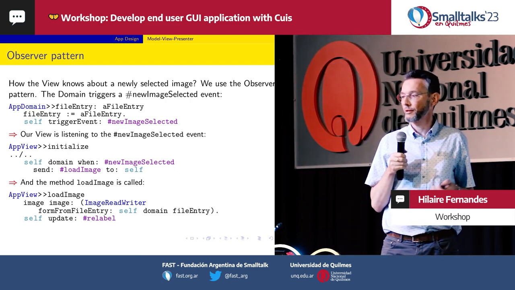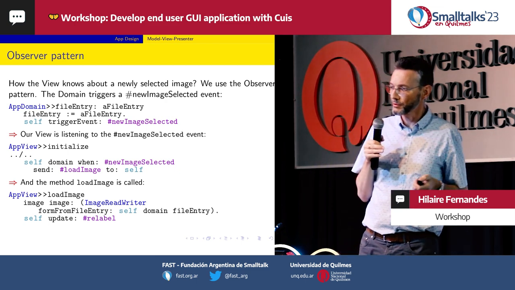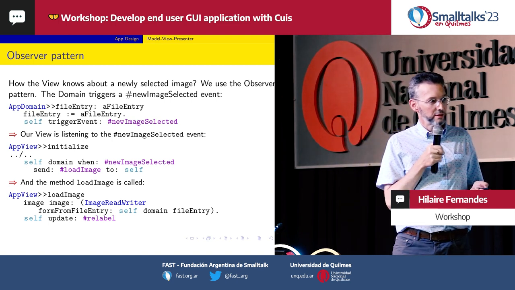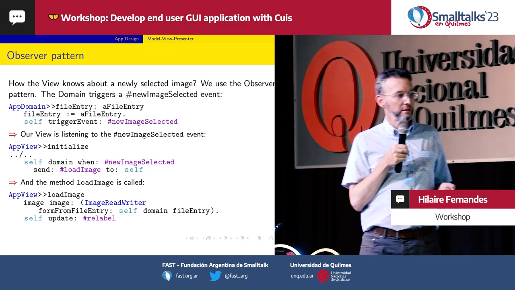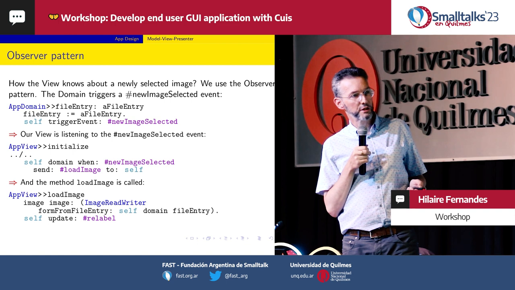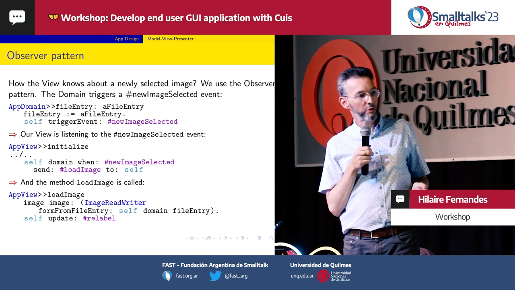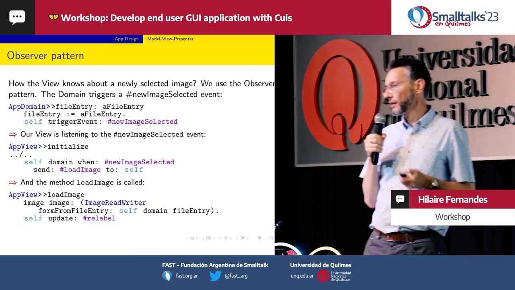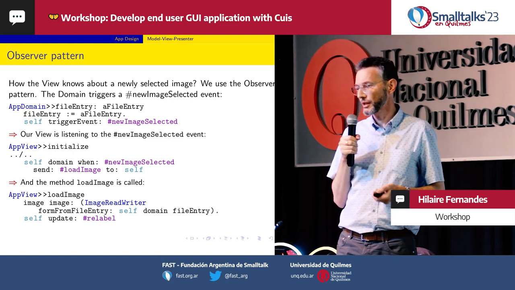So this means that the view must be aware of that. The view must listen to what is happening. So when we initialize the view, we just inform it that when we trigger the new image selected, we will send the message load image. So when we say in MVP that the domain does not know about the view, in fact we are lying.